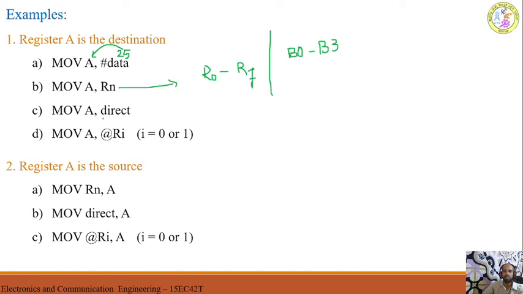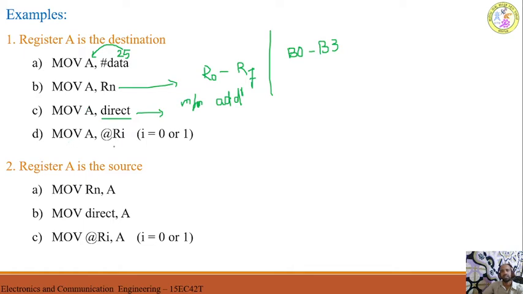And MOV A, direct. Here direct is nothing but the memory address. So MOV A, direct means go to the direct memory location address, take the content, and that will be copied to the accumulator.